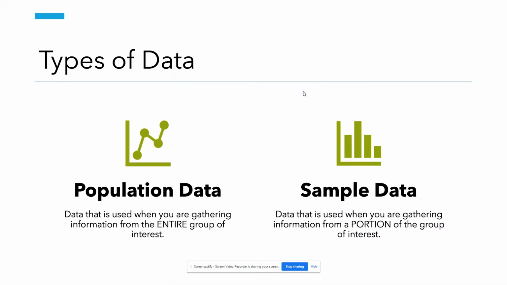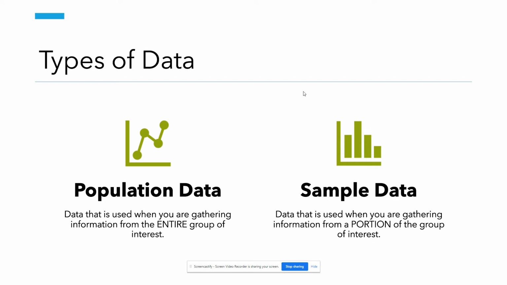All right, so for right now, we're going to be looking at two different types of data. We're going to be looking at what's called population data and sample data. Population data is data that is used when you are gathering information from the entire group of interest. So you want to think about the entire high school. That would be considered the population.